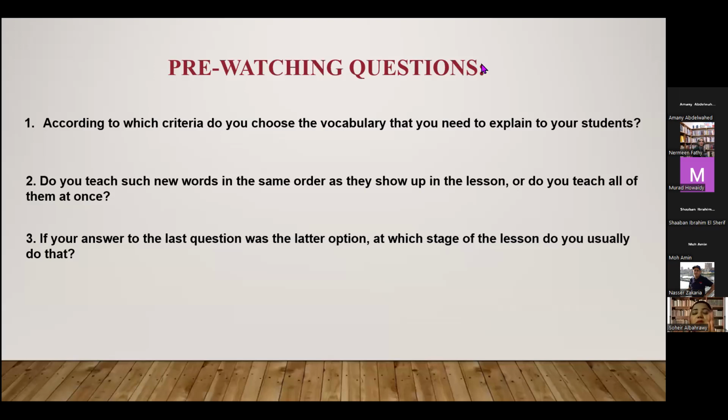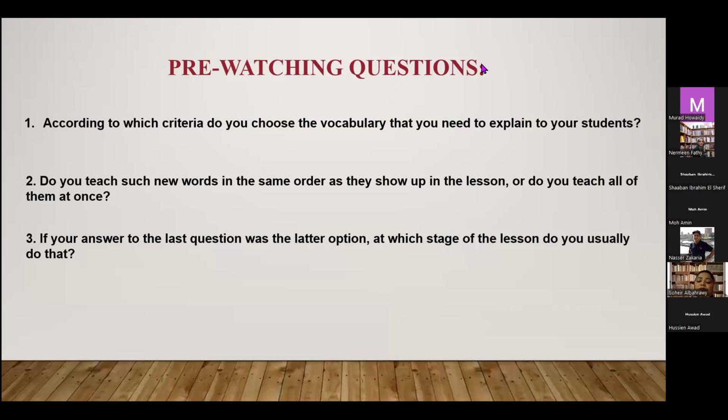Sorry, Ms. Nermeen. If you want to teach a reading text, when will you start to teach the new vocab, if you decided to teach all of them at once? Before teaching the text, after, or during? Okay, I see answers here: the presentation stage, after reading the text, last stage, in the warm-up, pre-stage, before teaching the text. So we have varied answers.